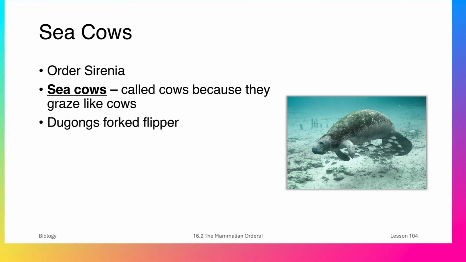One is called a dugong, which has a forked flipper that it uses to move through the water. The other is known as a manatee, which does not have this forked flipper. So you have two types of sea cows. One type of sea cow is called the dugong, and it has a forked flipper, and the manatee is the other type, which does not have a forked flipper.